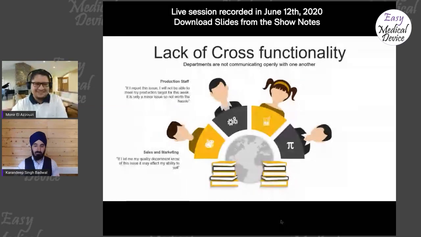But that's incorrect. If there's a CAPA open, everybody in management knows about it. So if you don't meet your target for that week, that's fine. We know that there's a CAPA open. It's not your fault. It's basically our fault because we opened the CAPA.